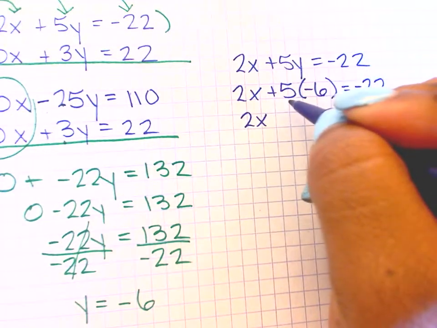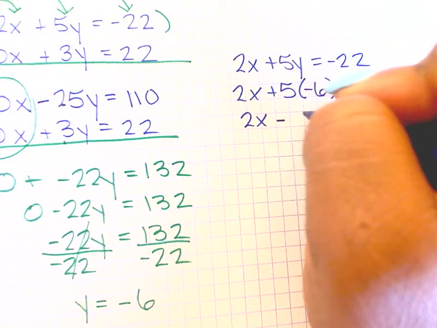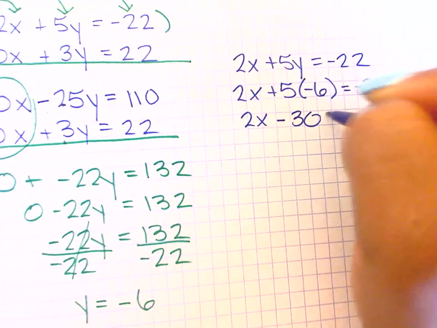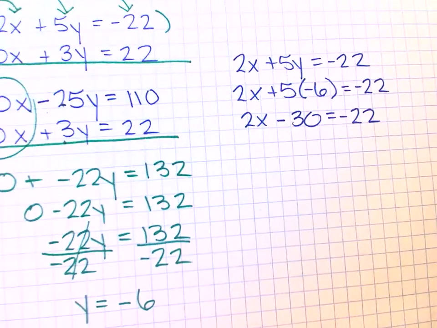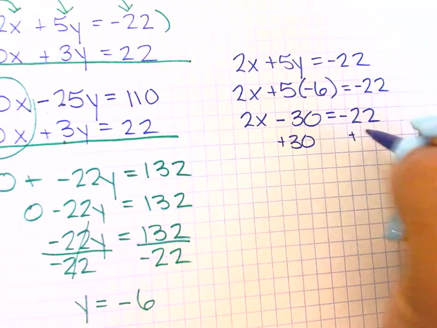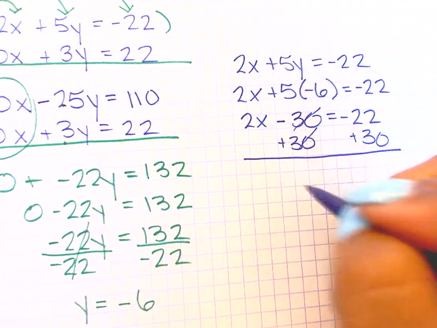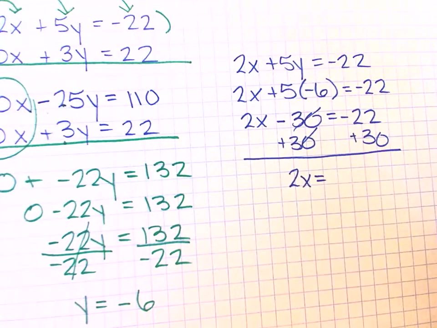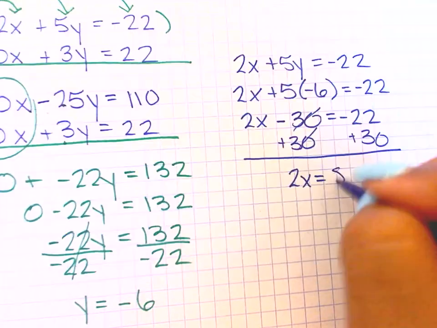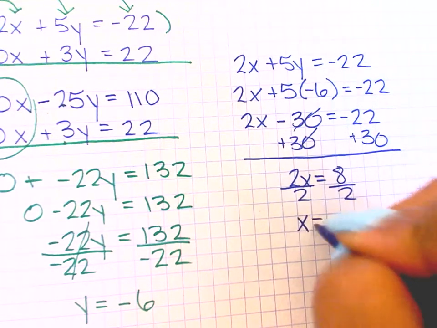2x, what's positive 5 times negative 6? I'll give you the answer. Times negative 6 is negative 30, equals negative 22. So we're just solving algebraically like normal. Add 30 on both sides. 2x equals negative 22 plus 30, which is 8. Divide by 2 on both sides. X equals 4.